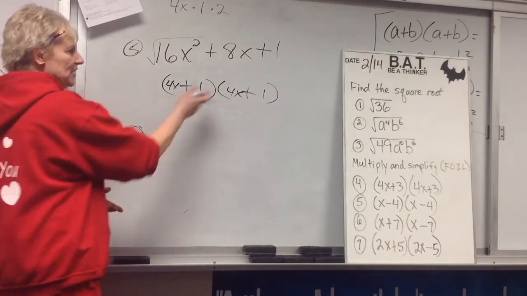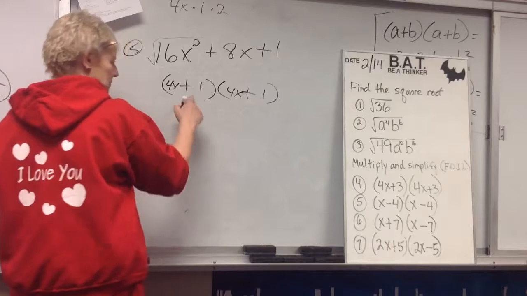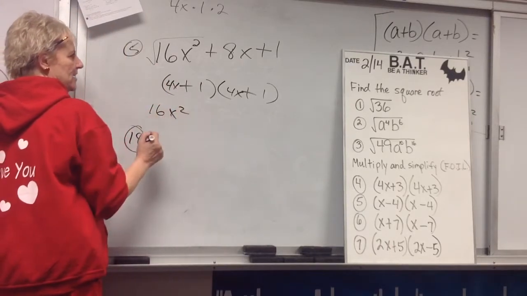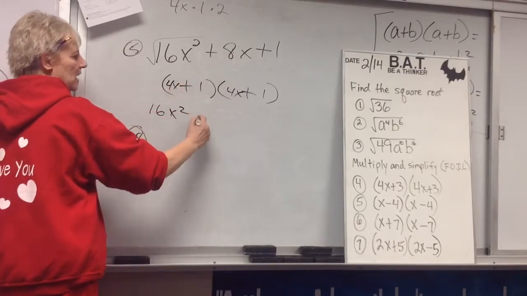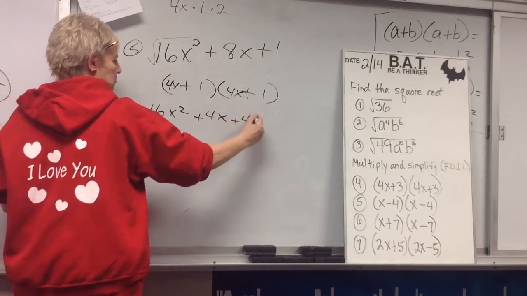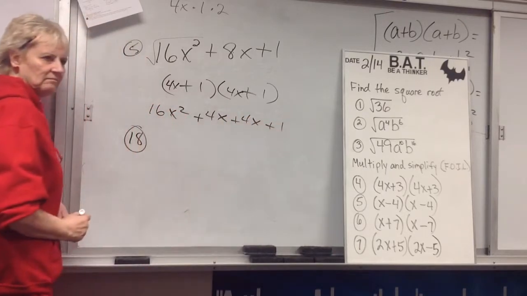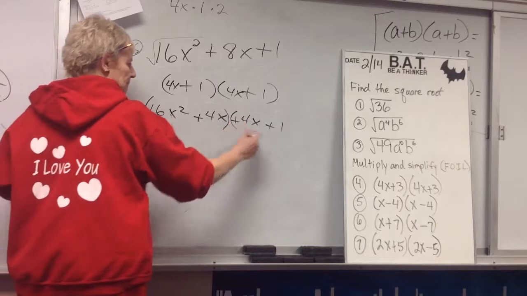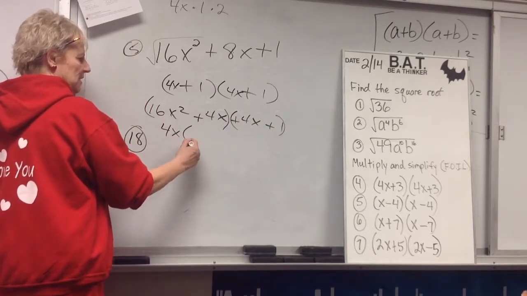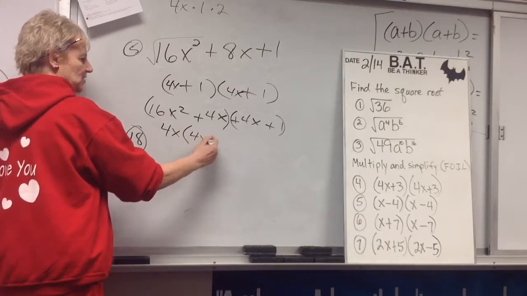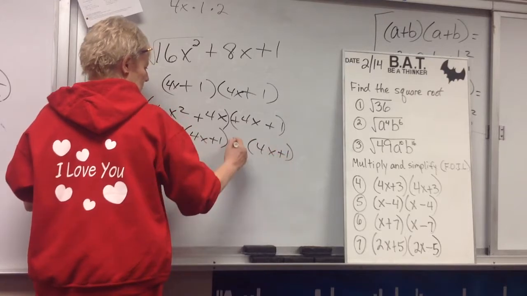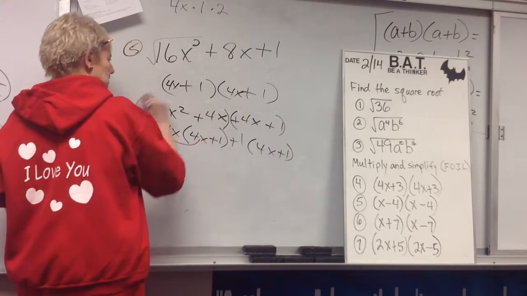I'm going to do it the long way because you didn't know that yet. Just remember what the answer was. Okay, 16x squared. And we're looking for factors of 16 that give you 8. Plus 4x, plus 4x, plus 1. Group it. Greatest common factor, 4x times 4x plus 1, plus 1 times 4x plus 1. Final answer, boom.